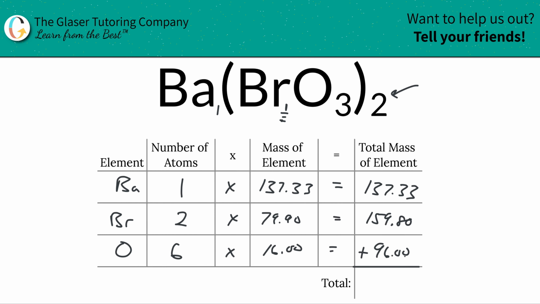Then to find the total mass of the whole compound, just simply add this column up. Add these all together, and the total mass of barium bromate is going to be 393.13. And since we're finding molecular mass, the units here are AMU, or atomic mass units. That's how you find the molecular mass of barium bromate.